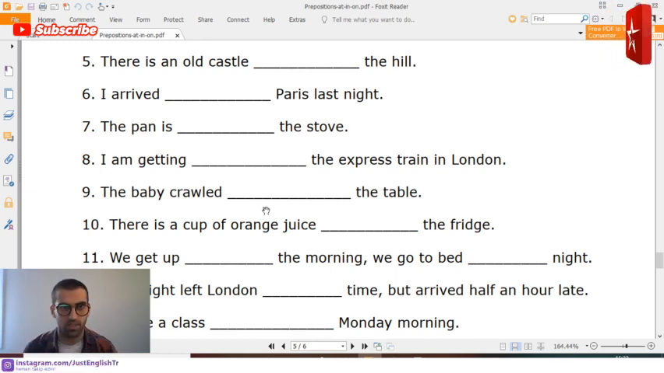On the table. Great. And there's a cup of orange juice. There's a cup of orange juice. Portakal suyundan bir fincan portakal suyu vardır.